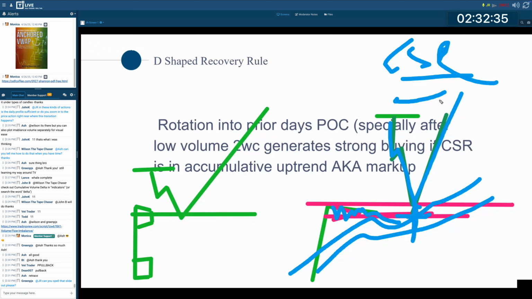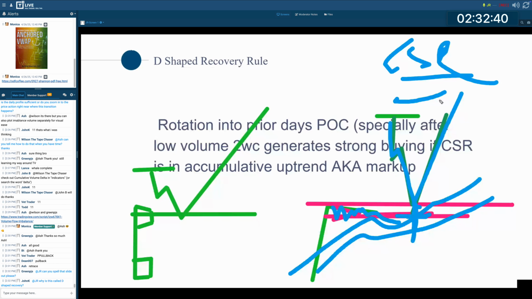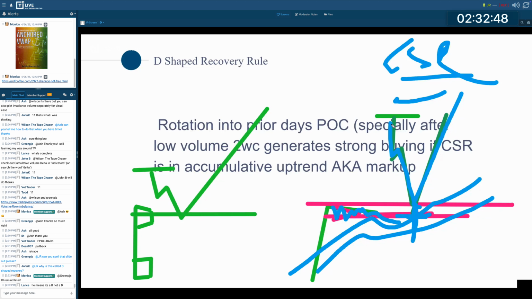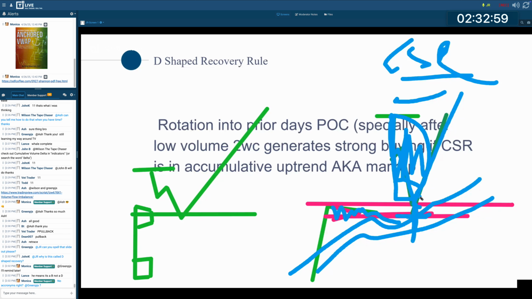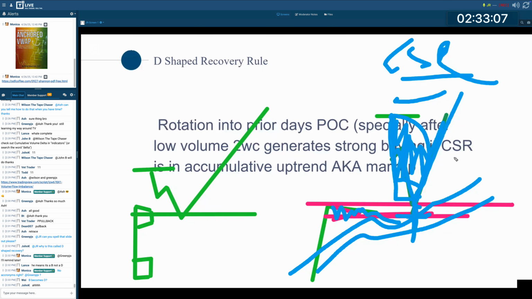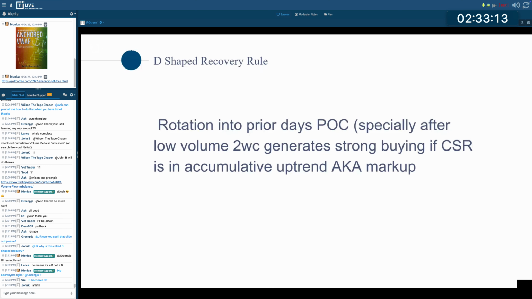Can you spell that slide out? I'm not sure what you mean, Green PJs. Oh, why is this a D-shaped recovery? Because you end up having a strong B shape here, and you end up building a D shape by the end of the day, because you immediately V bottom, transact out, and fill the value. Does that make sense? Sorry, I thought that was self-explanatory.